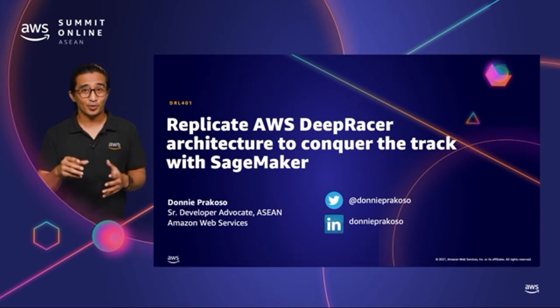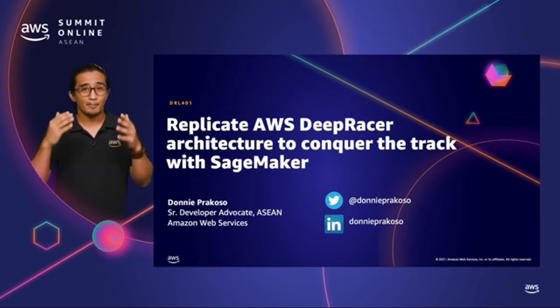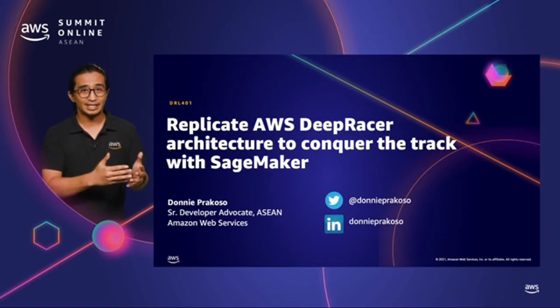And in this session, we're going to be talking about how we can replicate the AWS DeepRacer architecture to Amazon SageMaker. This session provides a set of information for you who want to go beyond and add some customization more than what you will find in the original AWS DeepRacer console.